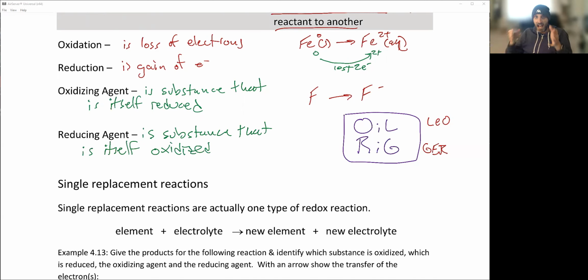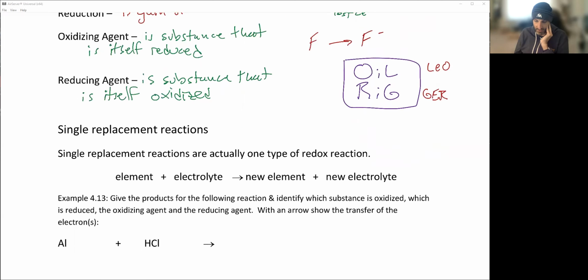Essentially, think about it this way. The oxidizing agent is responsible for the oxidation. Therefore, it has to gain electrons. The thing that's doing the oxidizing is taking the electrons from the thing that is oxidized. Okay, so maybe we'll see this better when we look at a couple of examples.